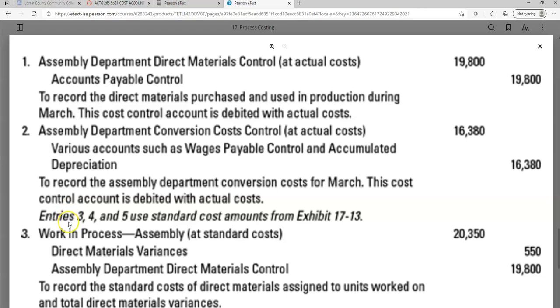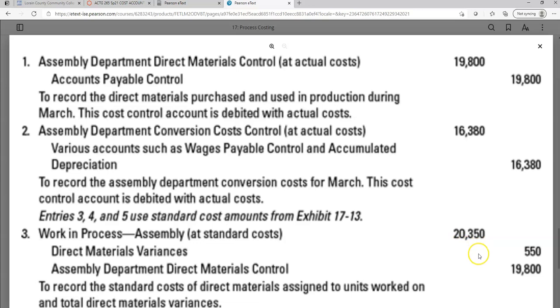Now, entries 3, 4, and 5 are using standard cost amounts. So we're going to debit work in process for the standard cost of materials used. What should we have incurred? We're going to credit the assembly department direct materials control for $19,800, the amount we actually spent on direct materials. And then the difference we're going to record as $550. In this case, we have a favorable variance, so that is always a credit. Unfavorable variances, if you remember, are always debits.